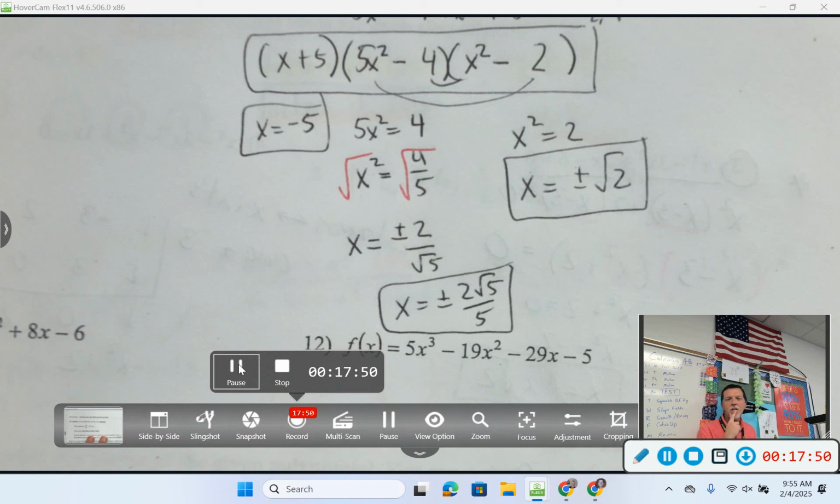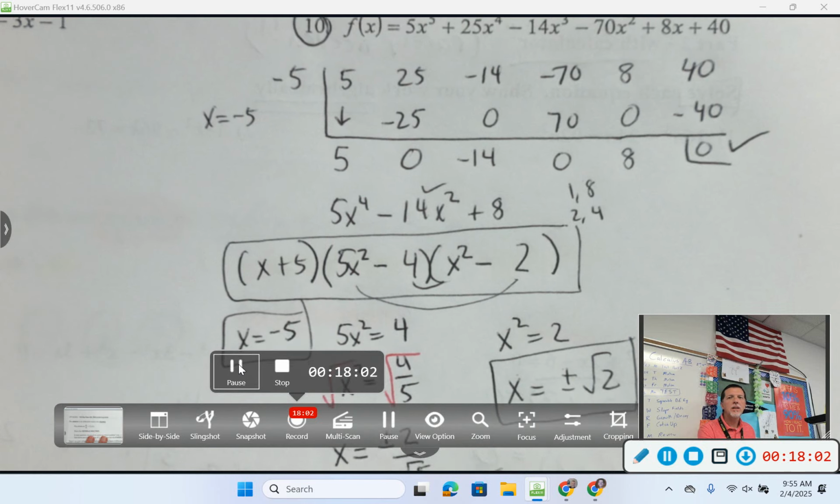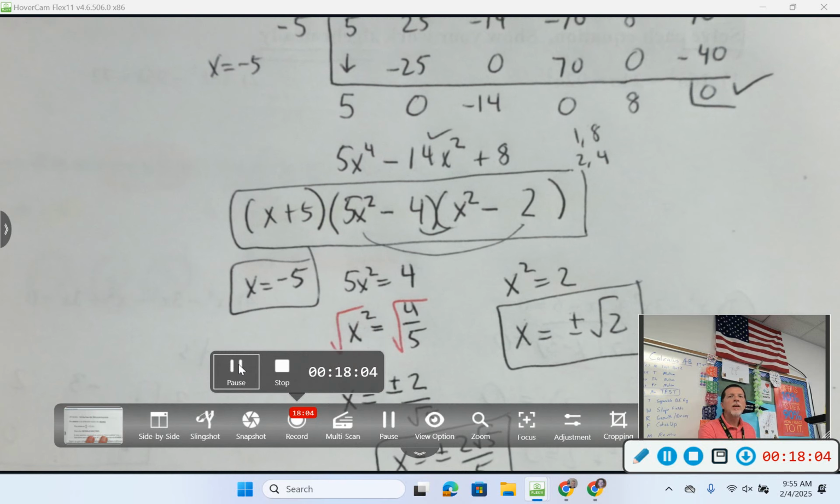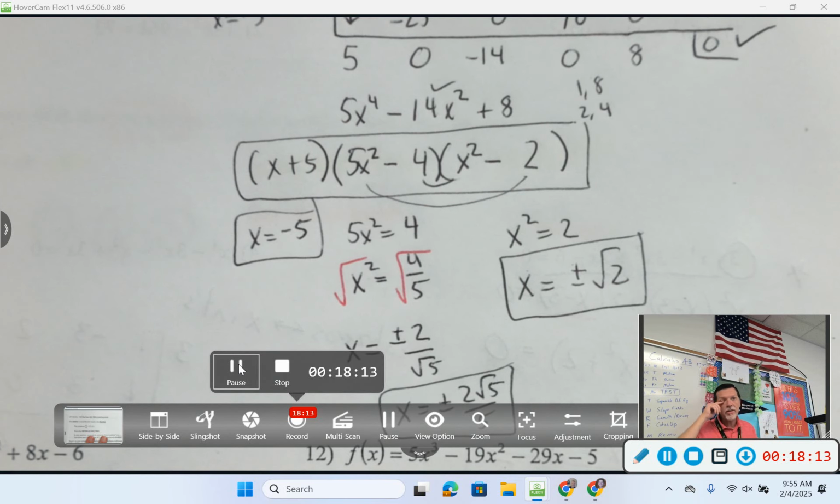Wait, so can't you just, if you take the negative 5 and then do the synthetic division, you would just factor the simplified polynomial, right? Correct, like normal. And then you get all your factors? Yes, I get all my factors. Oh, okay.